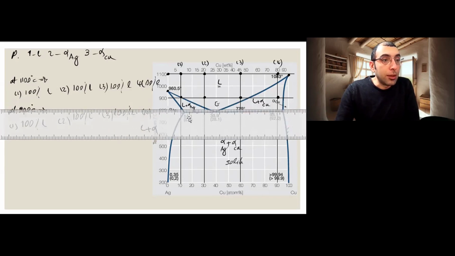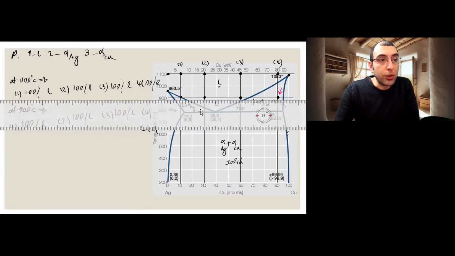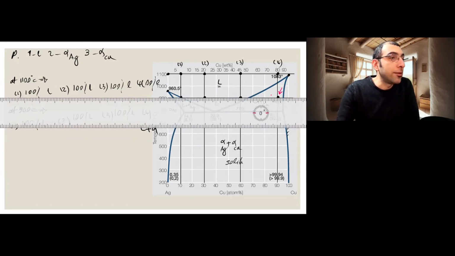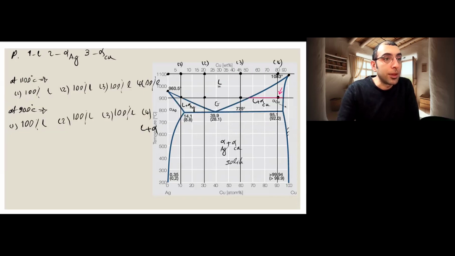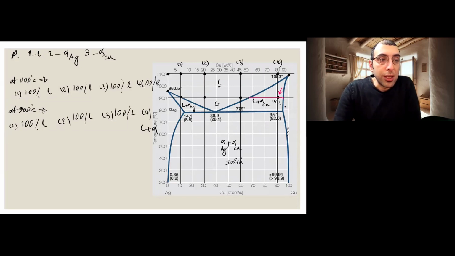At this point, we want to do phase fraction. So what we do, we make a horizontal line that crosses the adjacent phase lines, just like that. That's what we do all the time. And if you watched the previous video, I did the exact same thing. So it crosses the solidus line at this point, and it crosses the liquidus line at this point, right?